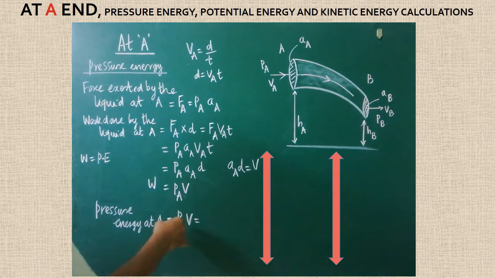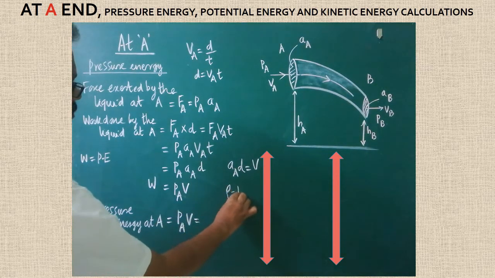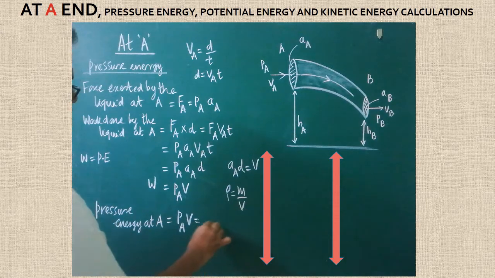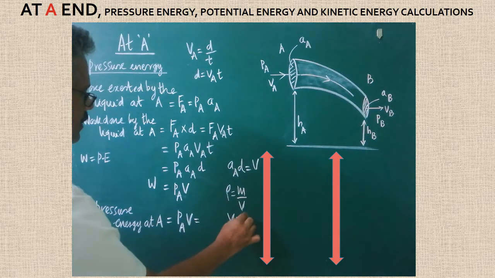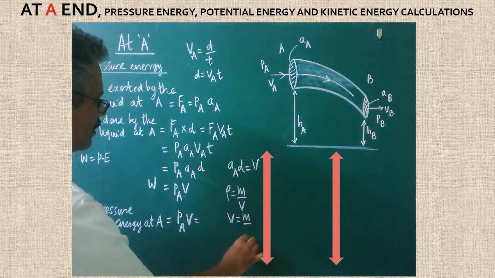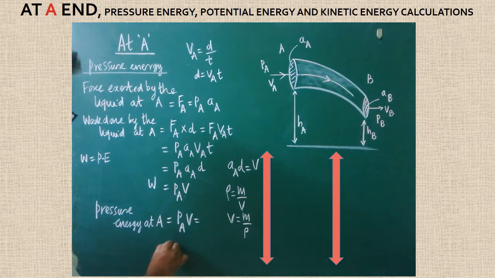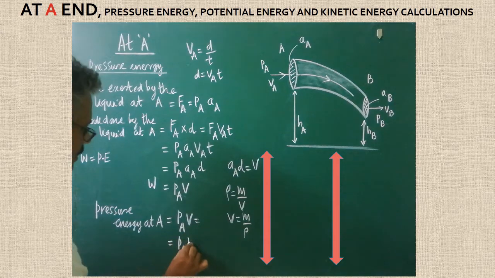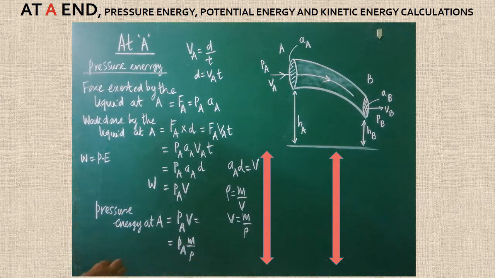Now V also can be replaced. Density is equal to mass per volume. Volume is equal to, cross multiply this, M by rho can be written. So in the next step we can write PA V, instead of V substitute M by rho. So whenever pressure energy is required, you can use this equation or this equation, don't forget. Both the two expressions can be used to calculate the pressure energy. Make a note.